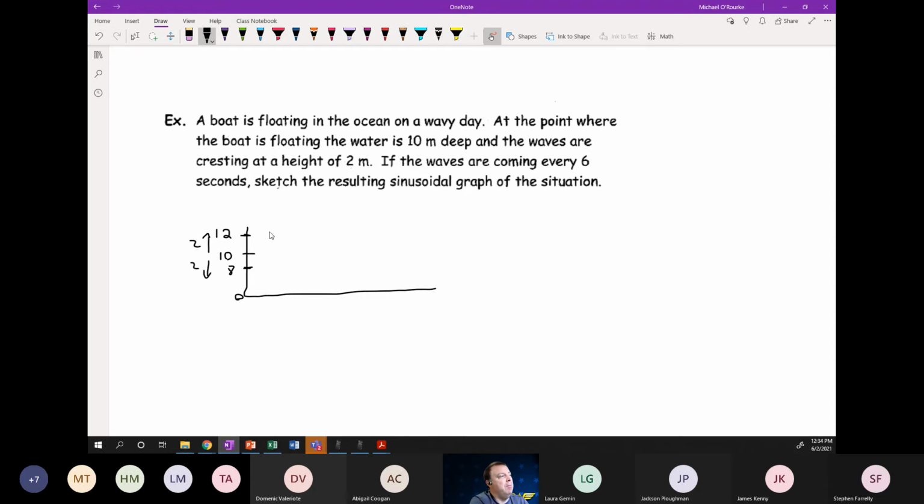Okay? And these take time to practice. And if waves come every 6 seconds, what does this 6 represent? Is that my max, my min, my axis, my amplitude, or my period? It's my period. Good. So realistically, after 6 seconds, I'm going to have a full wave go through.